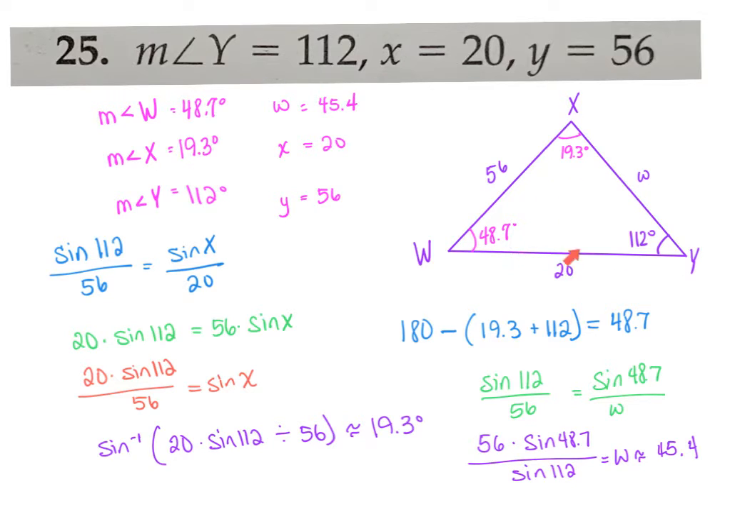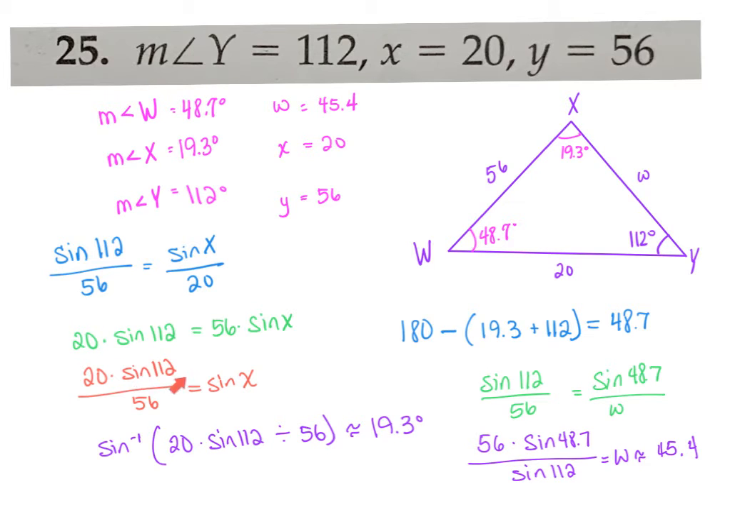They gave me the measure of Y, 112, and the side Y, 56. Then they gave me the side X, 20. So I did not have angle X or angle W, and I did not have side W. All right? So the first thing I did is I used the ones that have sides and angles. So I used my sine of Y over Y, that's sine of 112 over 56, equals sine of X, which I did not know, over 20.